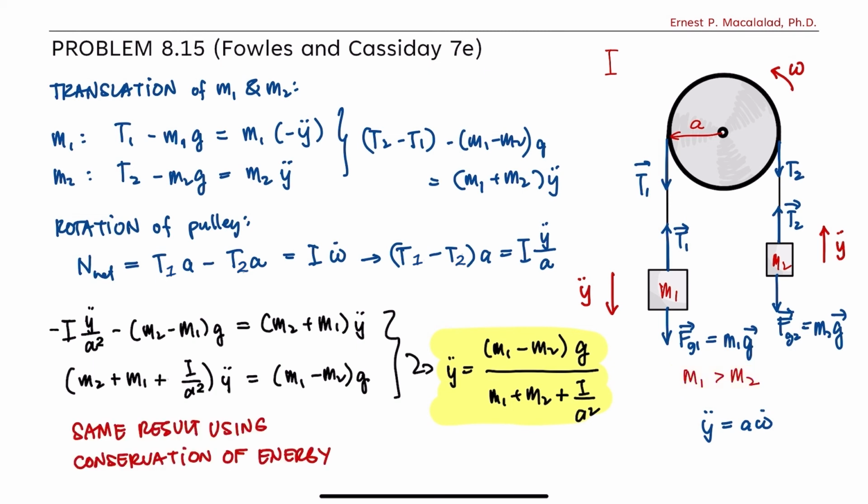We can arrive at the same result using conservation of energy, which tells us that the time derivative of the total mechanical energy is equal to zero. If we apply this expression, we arrive at the same result, and this is because we ignore friction in the problem. That's the solution to problem 8.15 of Fowles and Cassiday, 7th edition.